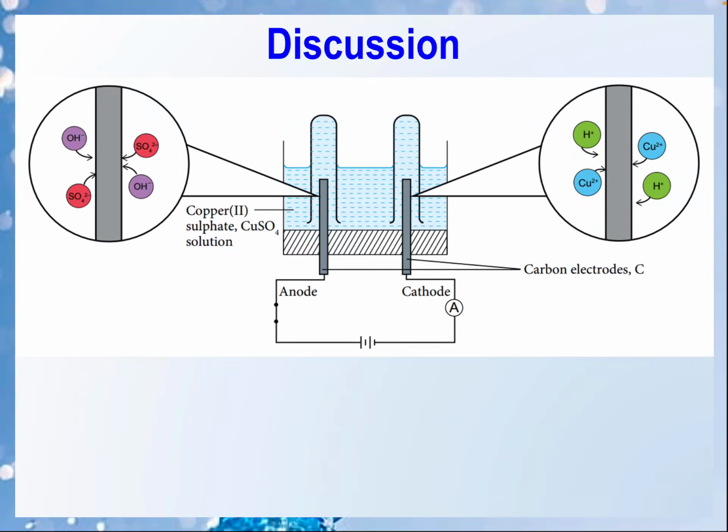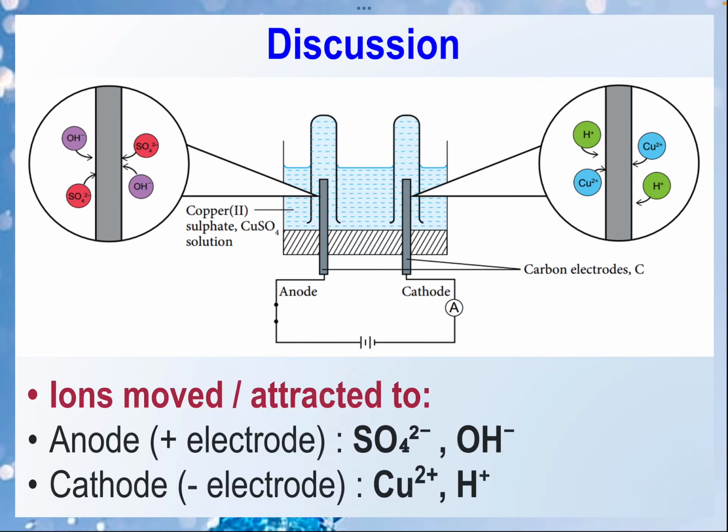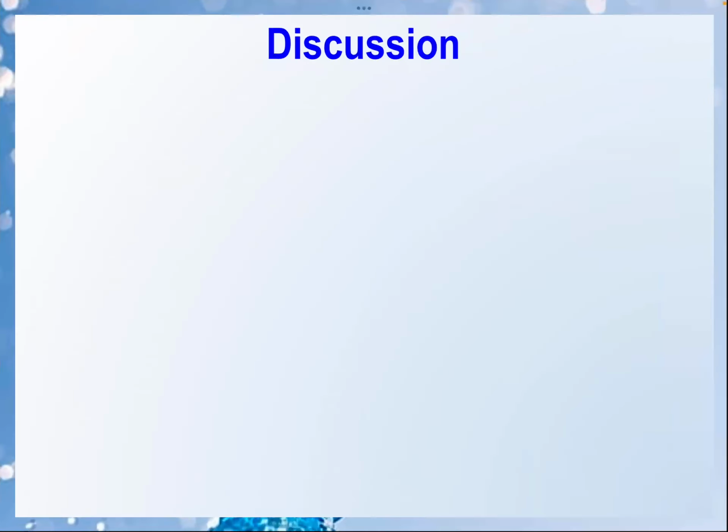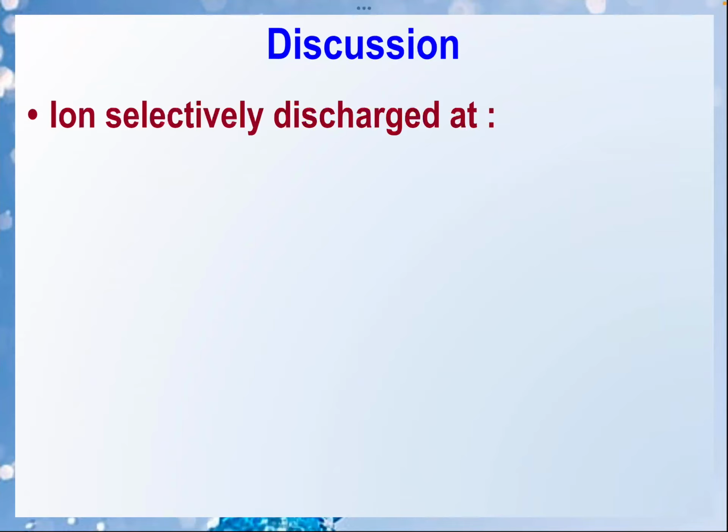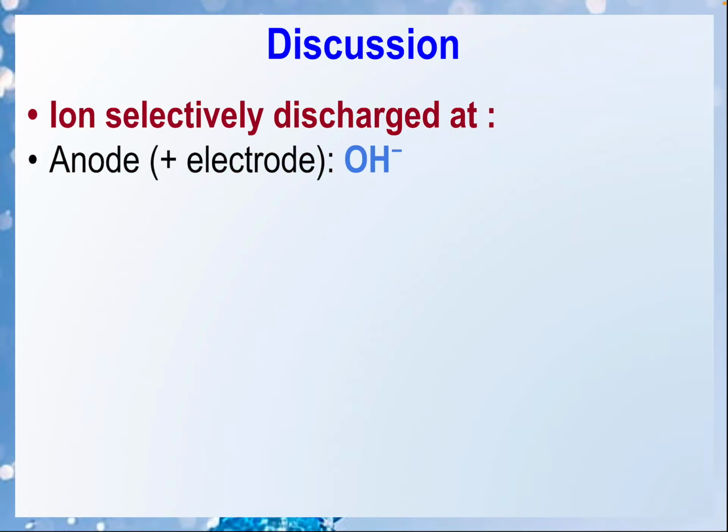Dekat anode, ada sulfate ions dengan hydroxide ion. Tapi kenapa hydroxide ion yang discharge? So, korang take note kat situ lah. Hydroxide ion discharge by releasing electron to produce water and oxygen gas.